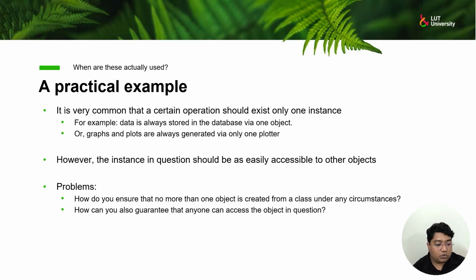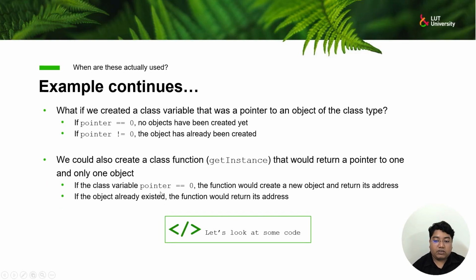So, that raises two questions. First, how do we stop people from accidentally creating multiple objects? Secondly, if there's only one object, how does everyone else find it? Those questions show up in real software all the time. The solution combines everything we have learned today. We use a static class variable to remember the one object and a static member function to give controlled access to it. Let's build a simplified version together.